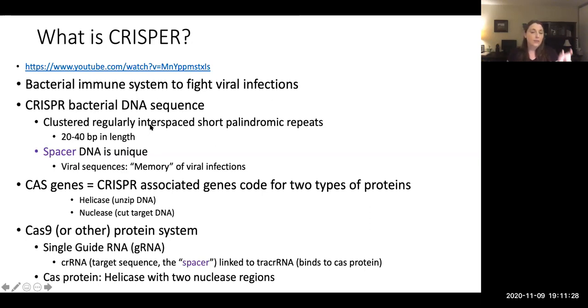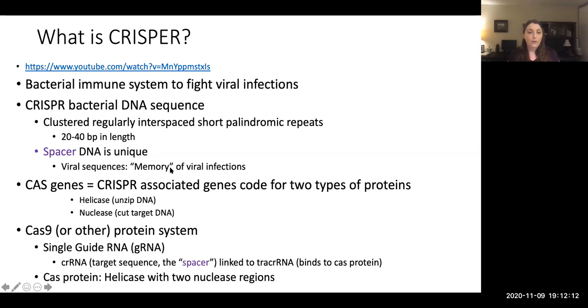And these palindromic repeats, palindrome means it's the same forwards and backwards. So you have these short palindromes, about 20 to 40 base pairs in length, that are repeated, but there are also these short little spaces in between. Those in-between spaces are called the spacer DNA. And that is where you get the unique short sequence. These short unique sequences in between the palindromic repeats are the viral sequences.